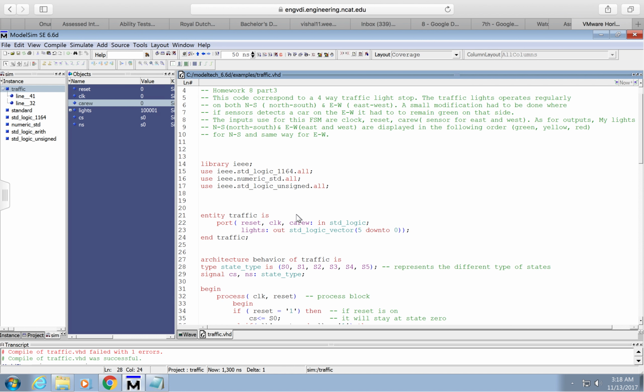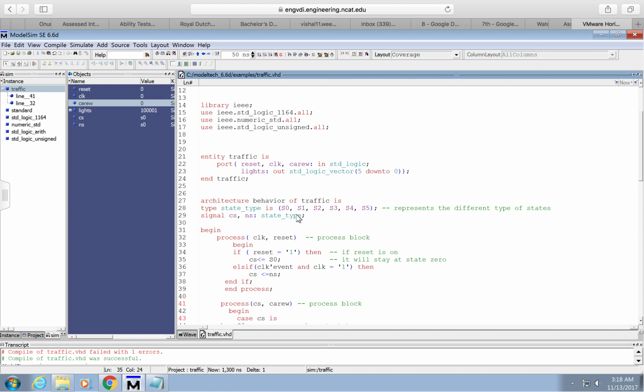My states are state 0, 1, 2, 3, 4, 5, which is the number of states I need. This is my process block, and I want to put great emphasis on my reset. If my reset is on, it should just go back to state 0.